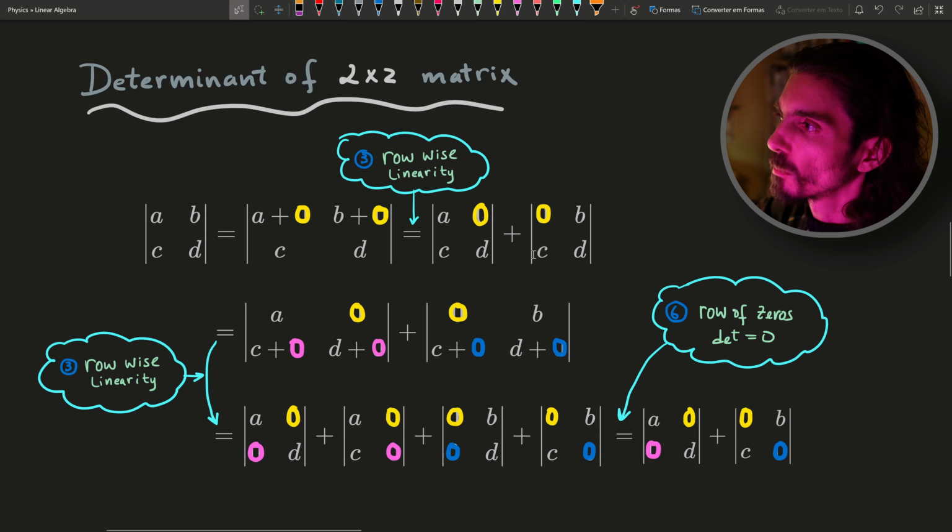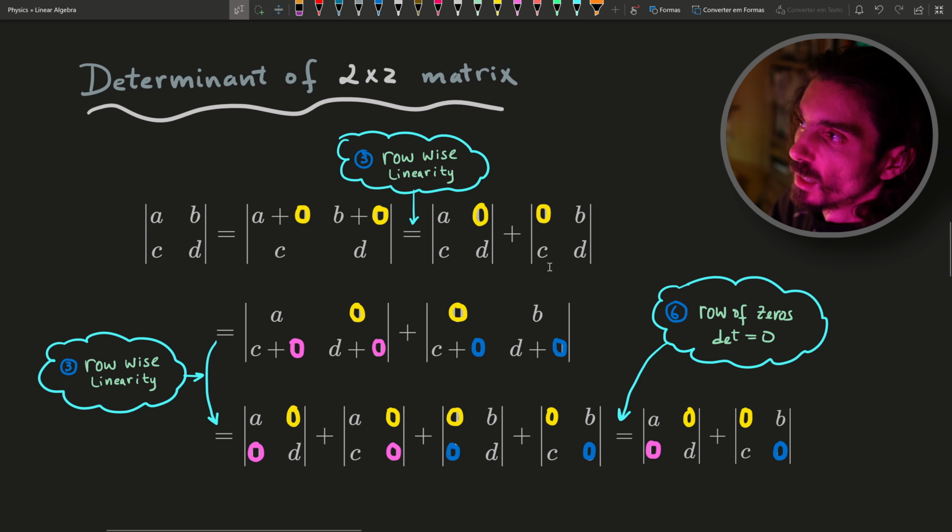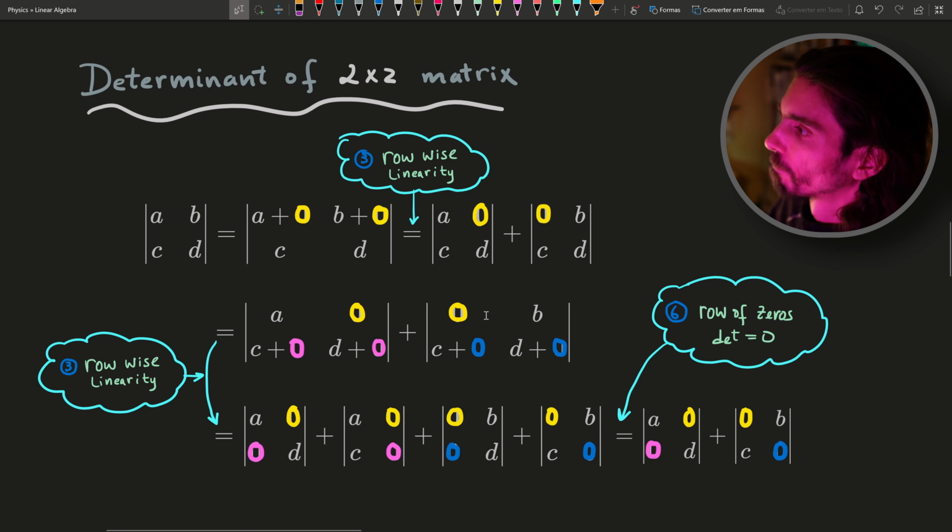So we have C and D, but recognize that C and D are essentially C plus 0 and D plus 0. So I can write this determinant as this one. Nothing changes because these are just zeros. And this is equal to this determinant as well. Now, again, use the linearity on the rows to split this matrix into two matrices.